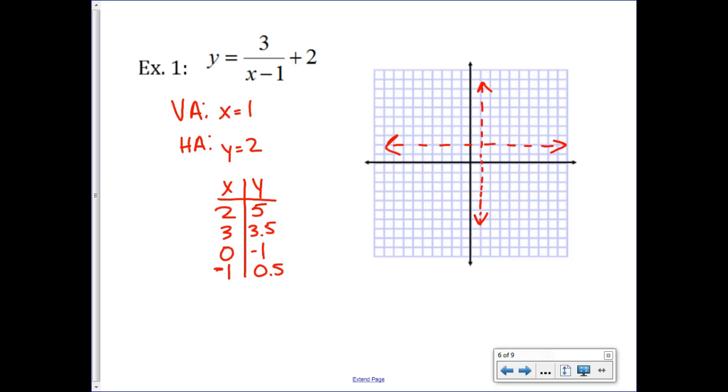I'm going to go over 2, up 5, and over 3, up 3.5. So this right-hand branch looks like this. And then 0, negative 1, and negative 1, 1/2. This left-hand branch looks like this.